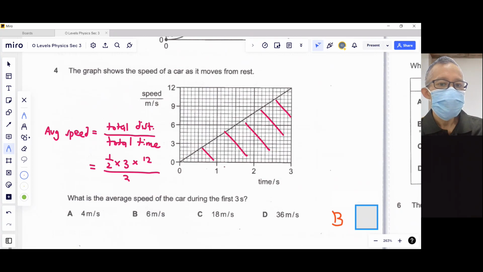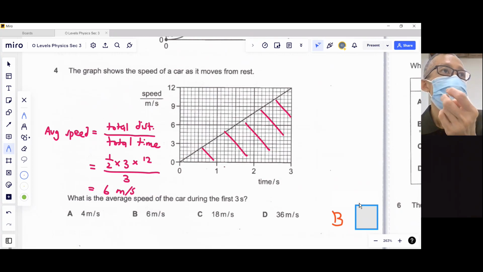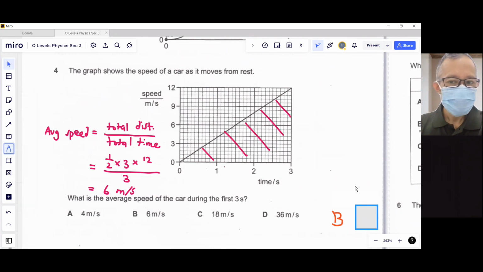And then divided by total time, you should get your answer, which is 6 meters per second. Okay, try not to forget this formula too, average speed, even though it's a primary school formula. Got it?